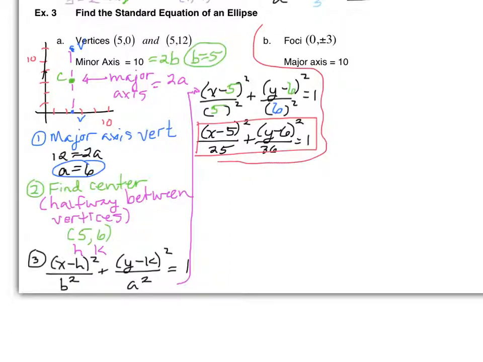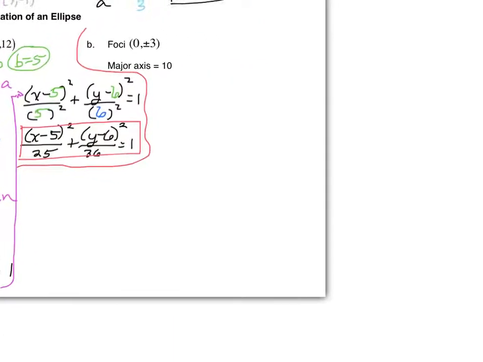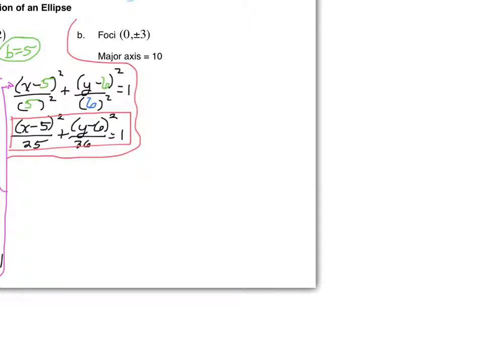All right, so then let's look at our second problem. So I'm going to move everything over. All right, so this time they give us the foci and the major axis. Where are the foci located? Along the major axis. So these should all be vertical or horizontal to each other. So let's go ahead and plot them.